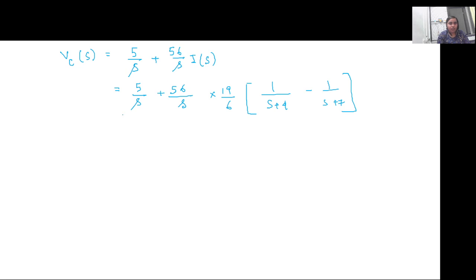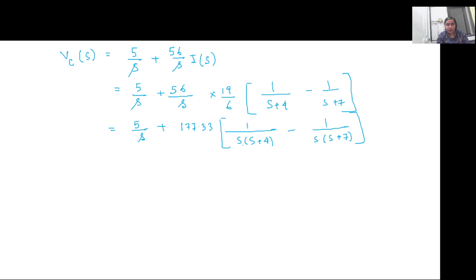So now it is again simplification. 5 by S is fine. It is in the form where we can take an inverse. So it is 56 into 19 by 6, which is 177.33. Now if we take S inside, it is in the form of S into S plus 4 minus 1 by S into S plus 7.